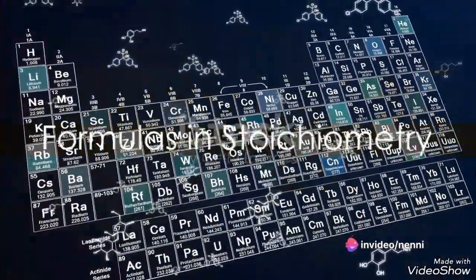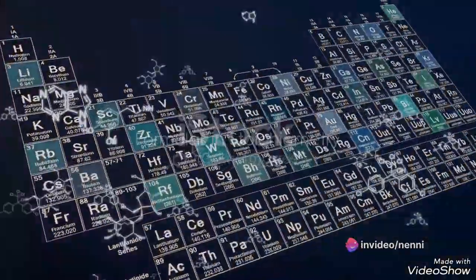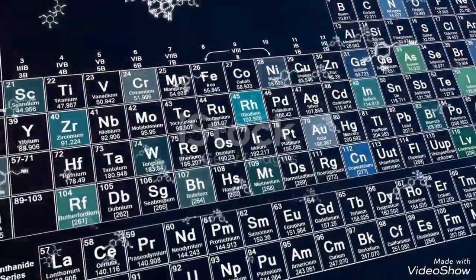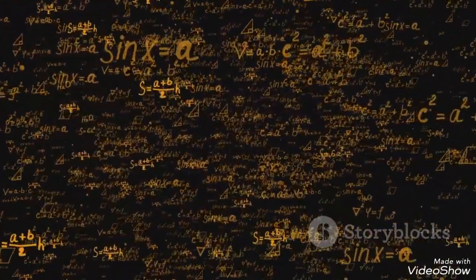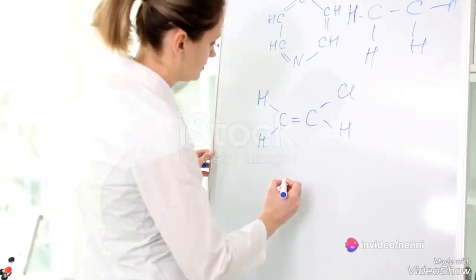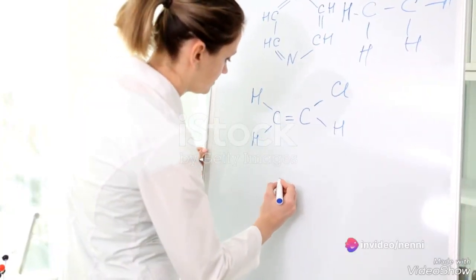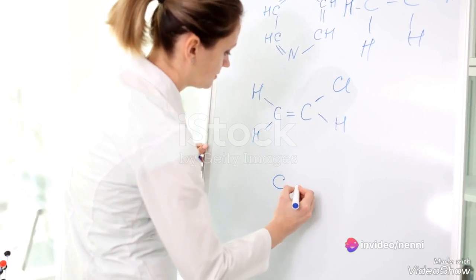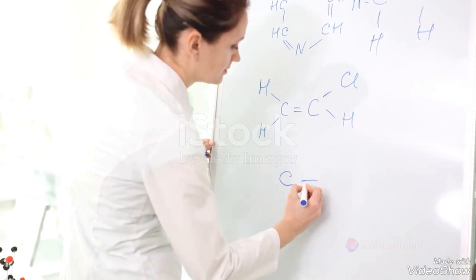To understand stoichiometry, one must become familiar with several formulas. Suppose you want to calculate the number of moles of a substance. The formula used is n equals m over M. Here, n represents the number of moles, m stands for the mass of the substance, and M is the molar mass of the substance.